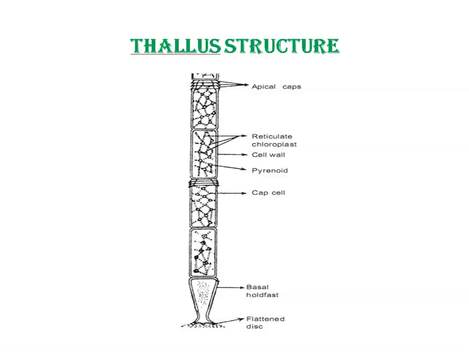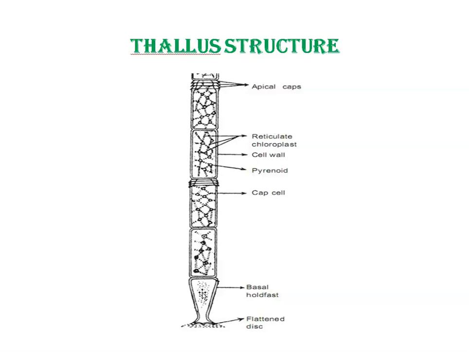Next is the thallus structure of Oedogonium. Just look at this diagram. This is a filament of Oedogonium. So the thallus is filamentous. It is multicellular and unbranched. All the cells of the filament are cylindrical, you can see here, except the basal and the apical cell.